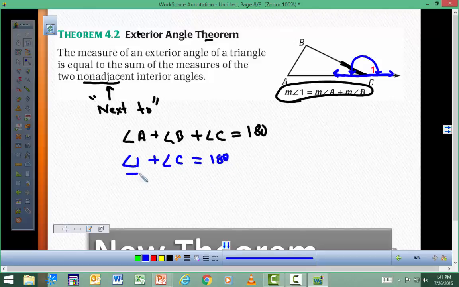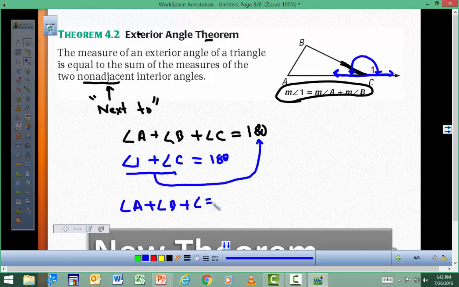Well, if this side here is equal to 180, then can't I take this and shove it in right there? And they're both equal to 180. So that is, in fact, what we do next. We say angle A plus angle B plus angle C.